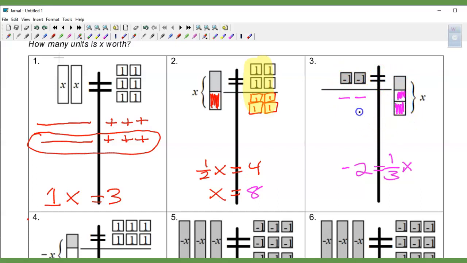I'll do the last one. This last third is also -2. So I know the entire x has 6 negatives.